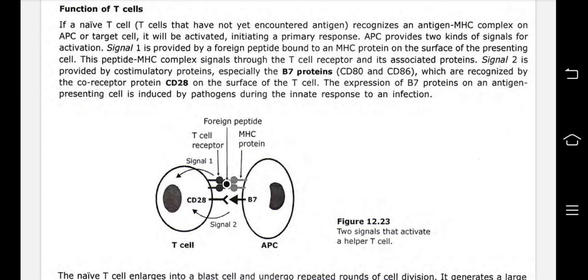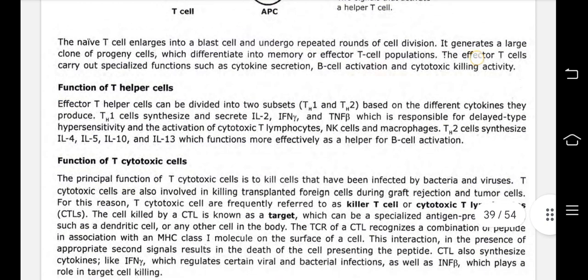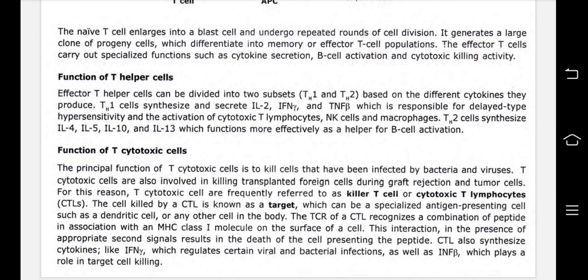Signal 2 is provided by co-stimulatory proteins, especially the B7 proteins, which are recognized by the co-receptor protein CD28 on the surface of the T cell. The expression of B7 proteins on an antigen presenting cell is induced by pathogens during the innate response to an infection. The new T cell enlarges into a blast cell and undergoes repeated rounds of cell division. It generates a large clone of progeny cells which differentiate into memory or effector T cell populations. The effector T cells carry out specialized functions such as cytokine secretion, B cell activation, and cytotoxic killing activity.